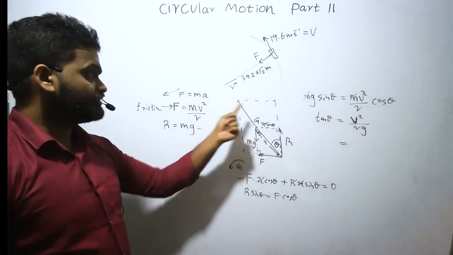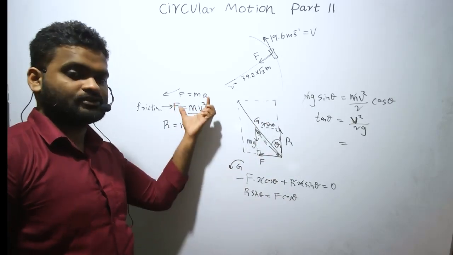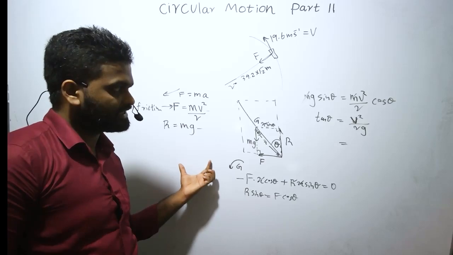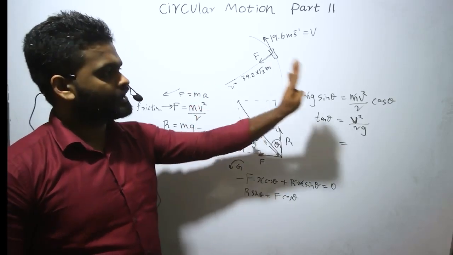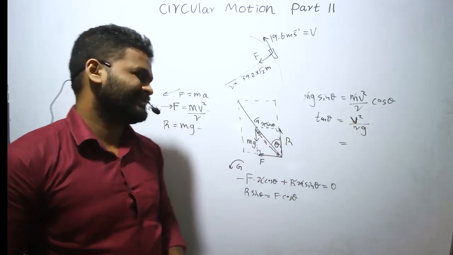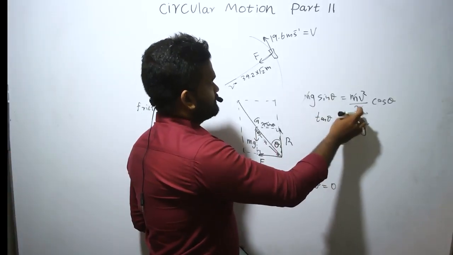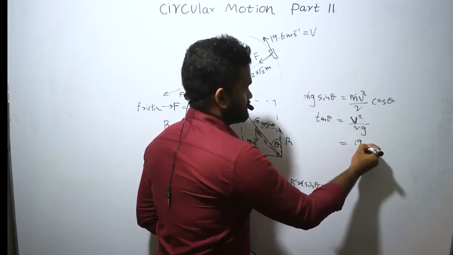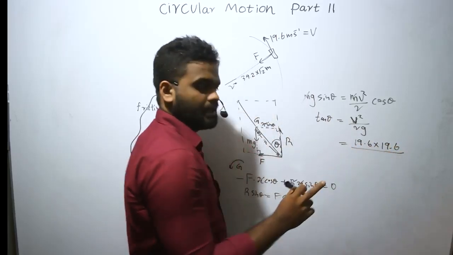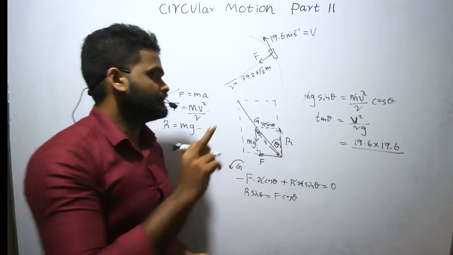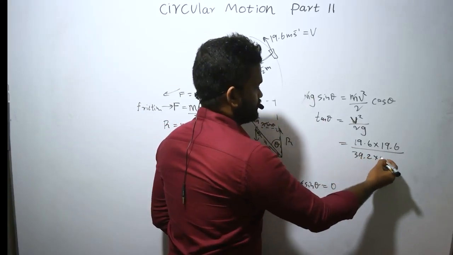So if you substitute these values earlier, then the question is going to get complicated. Those calculations will be complicated, right? So that's why I didn't substitute those values, and at the end you can substitute. It will be a bit easier, right? So the velocity, that is 19.6, and it is squared, divided by radius. What's the radius? 39.2 times root 2.